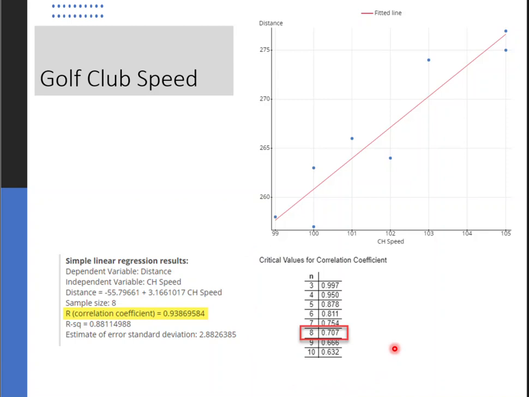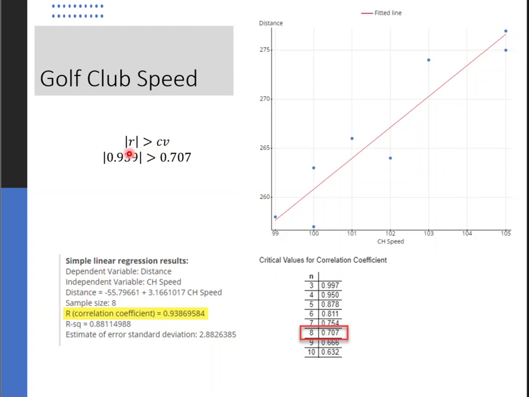In order to use the table, we need to identify the critical value that's associated with the sample size I'm using. Notice here my sample size for the data was a sample size of 8, and over here in my table of values that are just given to me automatically, if I follow the left-hand column down to a sample size of 8, its corresponding critical value is 0.707. Now, what do I do with that?